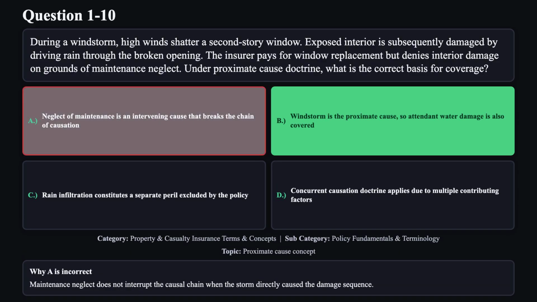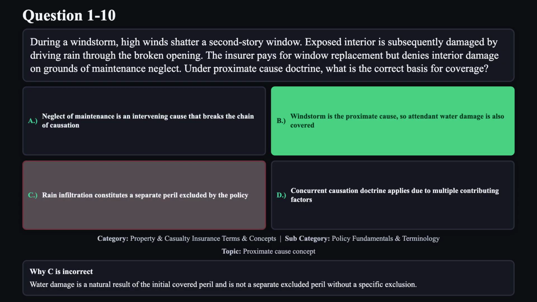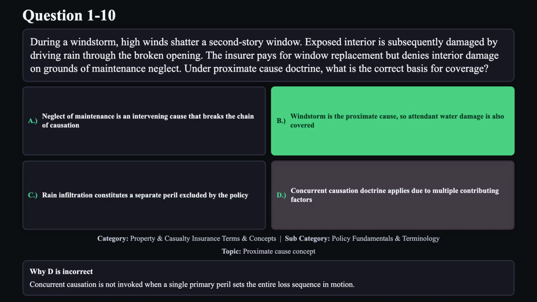Reason A is not correct. Maintenance neglect does not interrupt the causal chain when the storm directly caused the damage sequence. Reason C is not correct. Water damage is a natural result of the initial covered peril and is not a separate excluded peril without a specific exclusion. Reason D is not correct. Concurrent causation is not invoked when a single primary peril sets the entire loss sequence in motion.